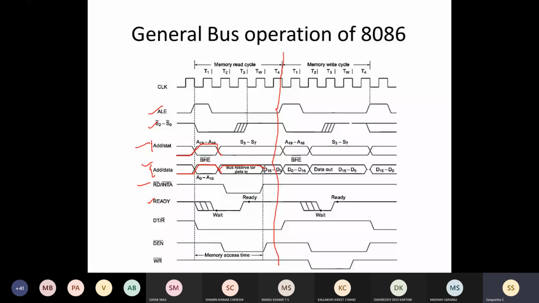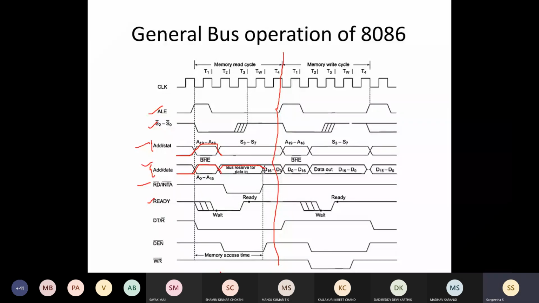And this is completed. Now coming to DT/R, data transmit or receive. Okay, so when it is low, read means what? I'm receiving your data. Okay, when the write cycle is there, during the write cycle, what we will do, we will transmit the data to the memory location. So this DT/R bar indicates you start to receive the data from the memory. The processor is receiving your data, so it has to keep low for your entire duration up to T4. It has to be low because you are receiving your data.